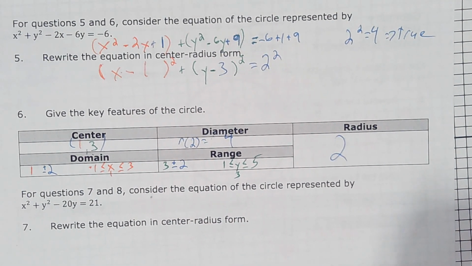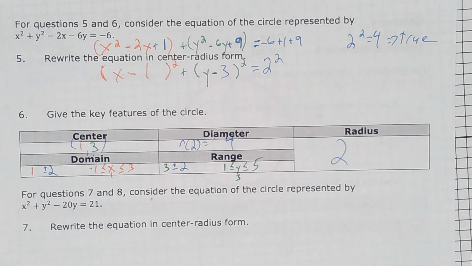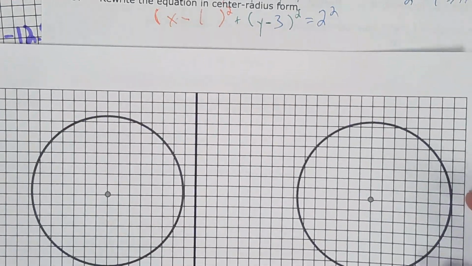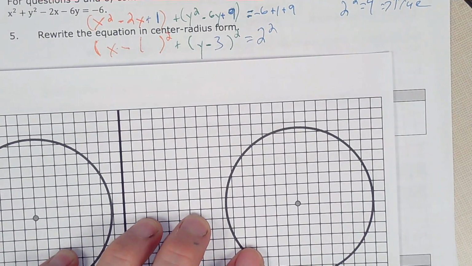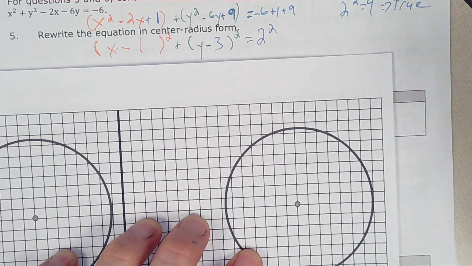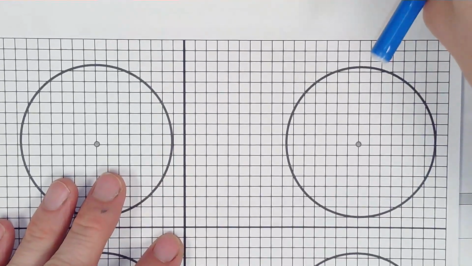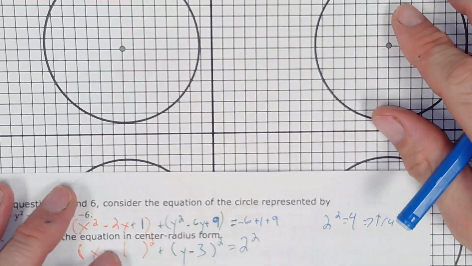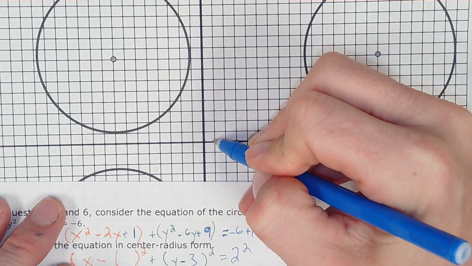I hope that helps. Let's plot it, I guess. Let's plot it on one of these here. Okay, I'm going to plot it using just this. I know that my x value is going to be 1, and my y value is 3, because the center is 1 and 3.